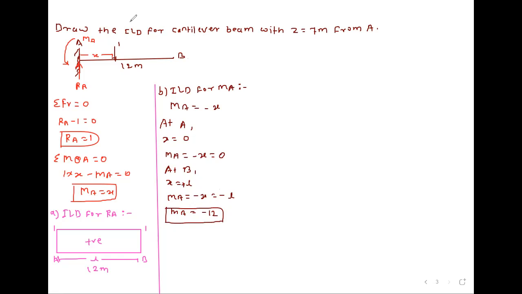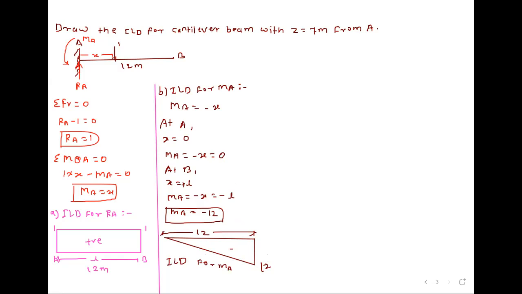So first we will draw the baseline. Suppose this is the baseline. At A point the MA is 0, and at B point MA is minus 12, that means below the baseline. Okay, and we have to close this figure. So here the value is 12. This diagram is negative, and this value is also 12. So this is called the ILD for MA.